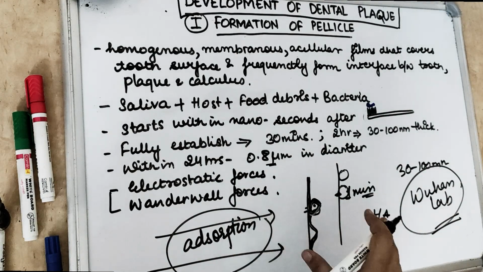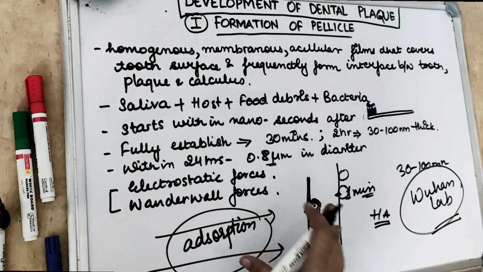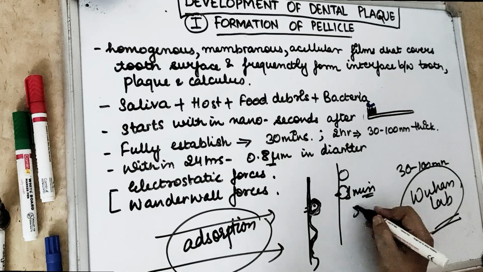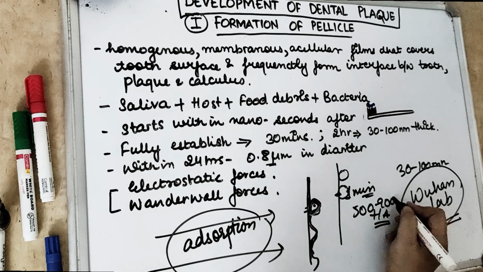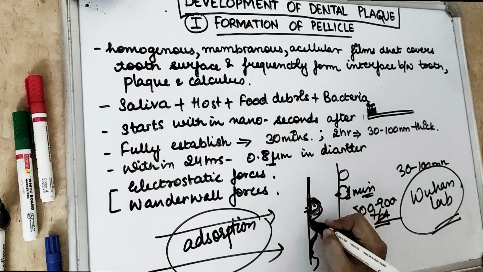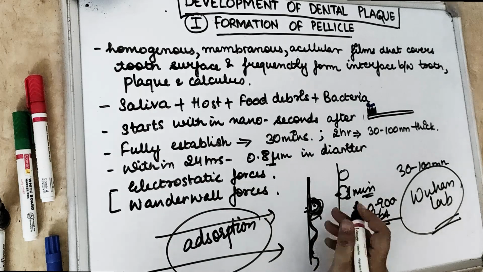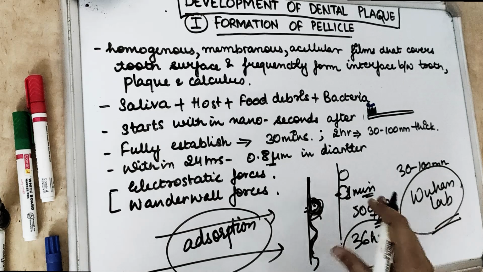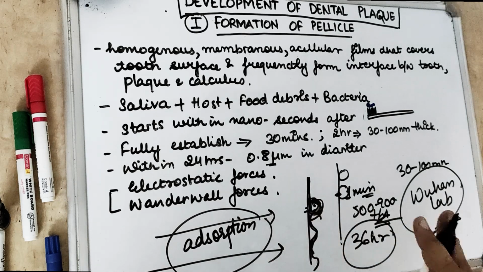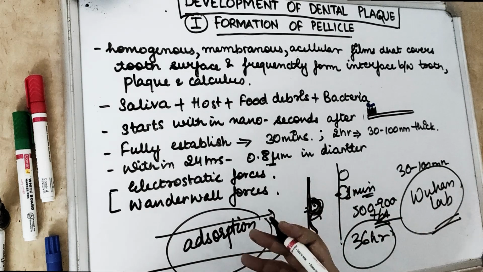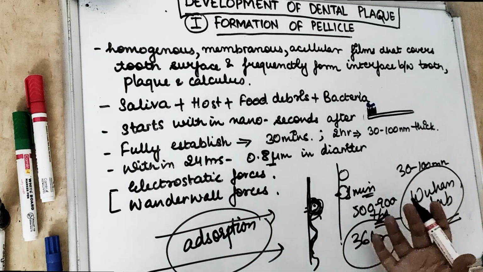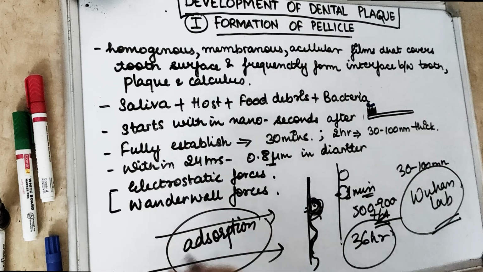So these are the salivary pellicles, and after 24 hours these are covered with fibrillar particles which are 500 to 900 nanometers thick. Later on, after 36 hours, they become smooth. So after 24 hours of the formation, these are fibrillar particles. After 2 hours these are globules. After 24 hours these are fibrillar, and after 36 hours they become smooth and globular.